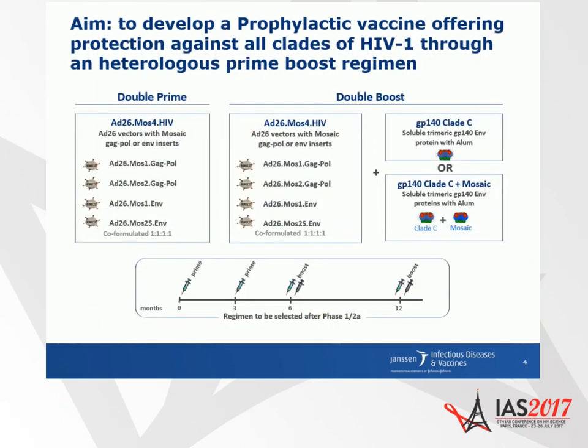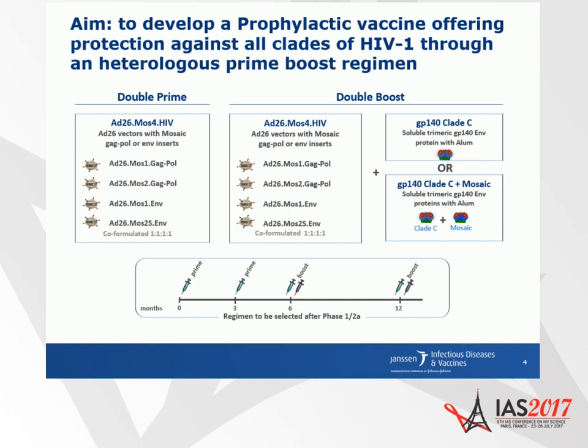In the end, we are aiming to bring forward the regimen shown in this slide. We will have a 4-valent AD26-based double prime at months 0 and 3, so two primes, that express GAG-POL mosaic and ENV mosaic inserts. Then we aim for a double booster to get durable immune responses, a mix of the 4-valent AD26 vaccine co-formulated in a 1:1:1:1 ratio, combined with a clade C protein and ultimately a clade C plus a mosaic protein to get full coverage for all circulating strains. Boosts will be given at months 6 and 12 for durable responses.